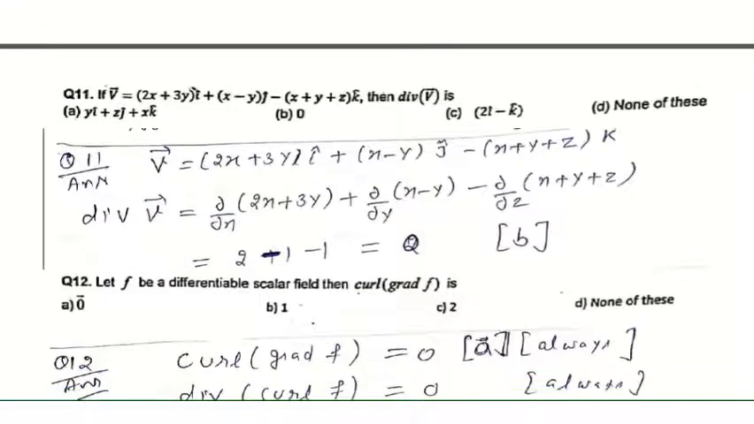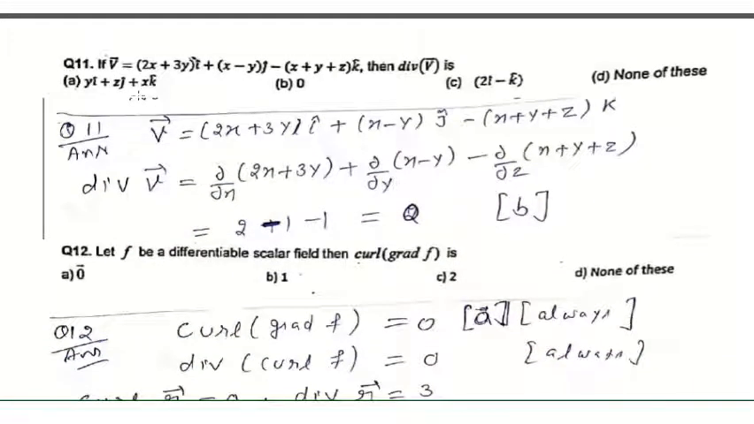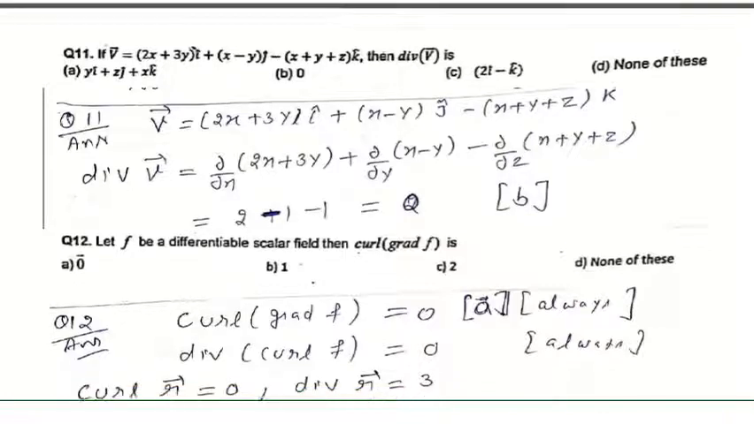And question number 11. Calculate its divergence. What is divergence? Its partial derivative with respect to x, plus its partial derivative with respect to y, plus its partial derivative with respect to z. With respect to x it is 2, with respect to y it is minus 1, with respect to z it is minus 1. So 2 minus 1 minus 1 is 0. So the answer is B.